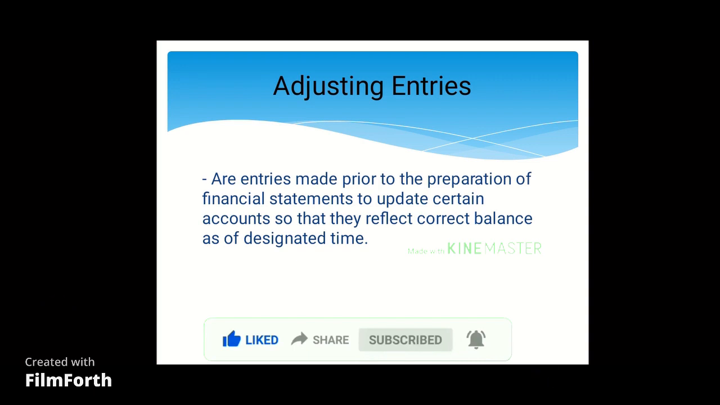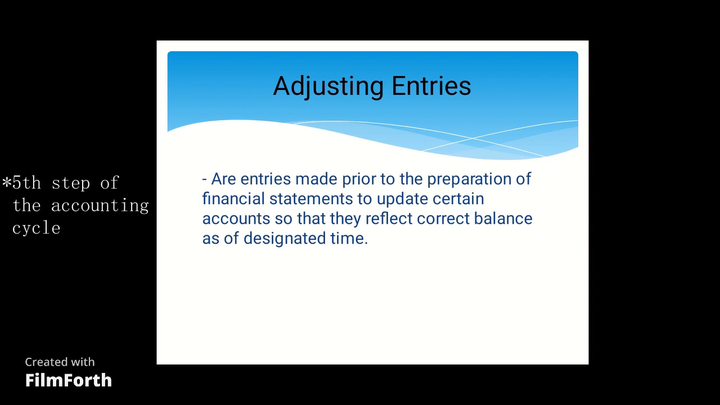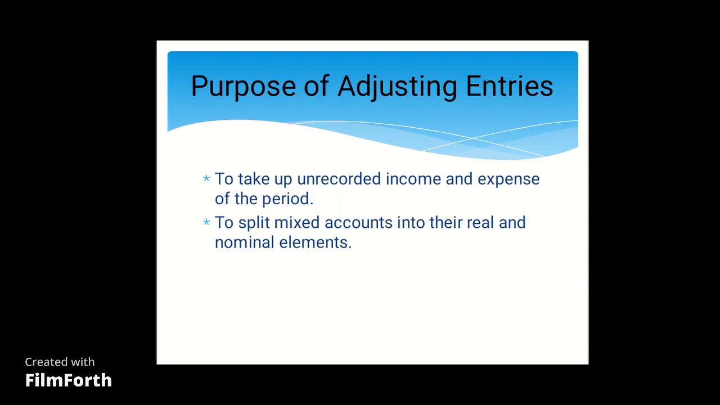So let us first define what is adjusting. Adjusting entries are entries made prior to the preparation of financial statements to update certain accounts so that they reflect the correct balance as of a designated time. The preparation of adjusting entries is the fifth step of the accounting cycle. Adjusting entries are journal entries which are to be recorded in the general journal.